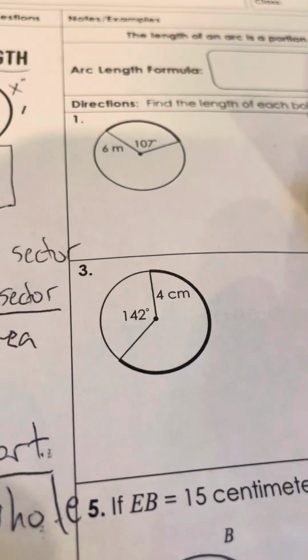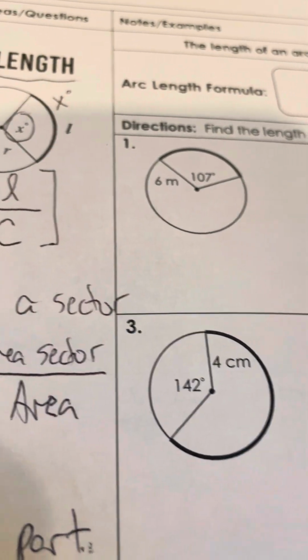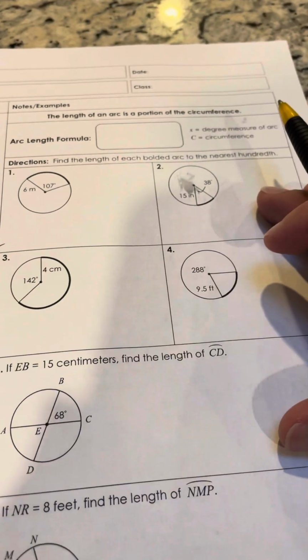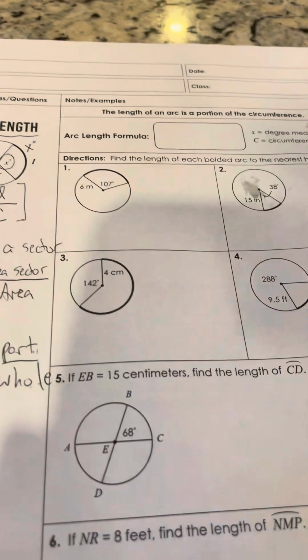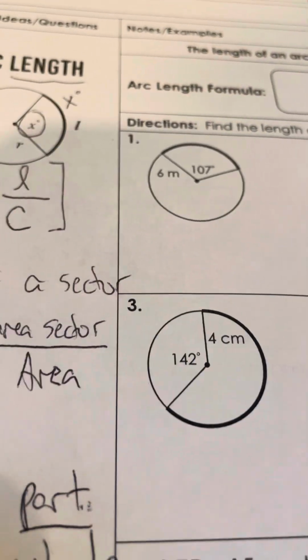Okay, let's do an example. So I didn't fill in this arc length formula. You can just put this over there if you want. So for these first four, I want you to find both arc length and area of a sector. After that, you just need to find the arc length, okay? So I'll do number one.